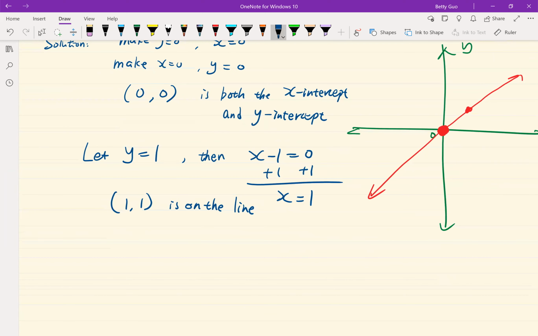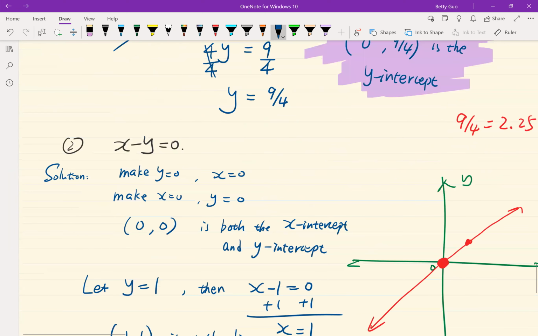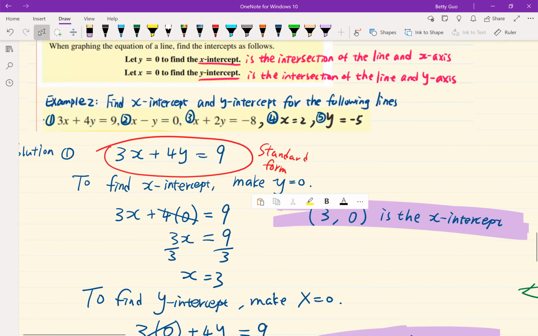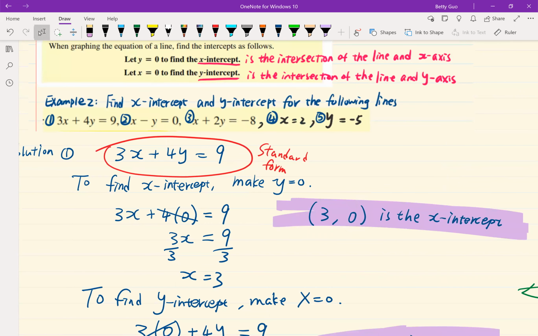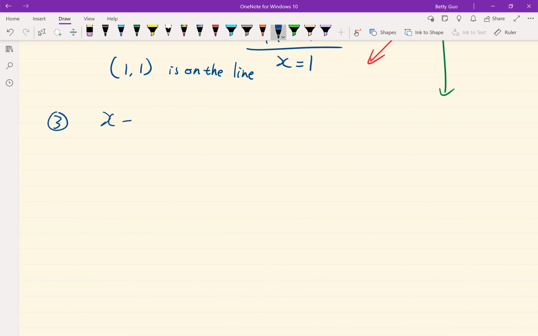You try number 3. Number 3 is x plus 2y equals -8. All right, I'll give you a couple of minutes. I'm going to walk around and you find the x-intercept and the y-intercept for this equation, okay? That equation is a linear equation in 2 variables. Very convenient.